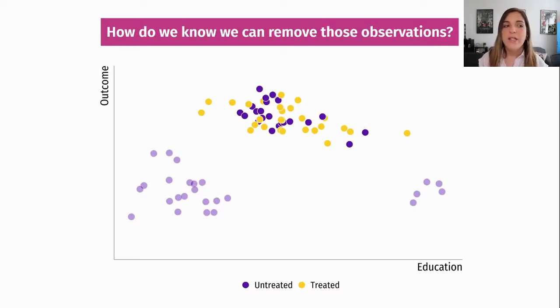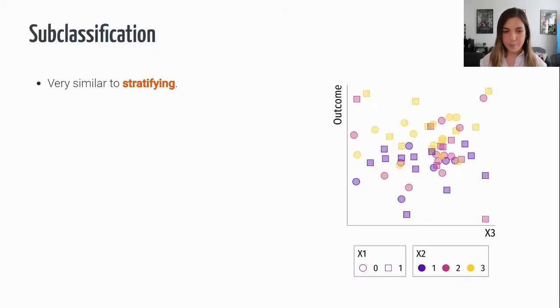So the main question here is, how do we know that we can remove those observations? Is it actually useful to do so? What are some of the things that I'm missing in that sense? Does it have advantages or disadvantages? Clearly, it seems to have an advantage in terms of model dependence. Maybe it has disadvantages on other areas, as we will see.